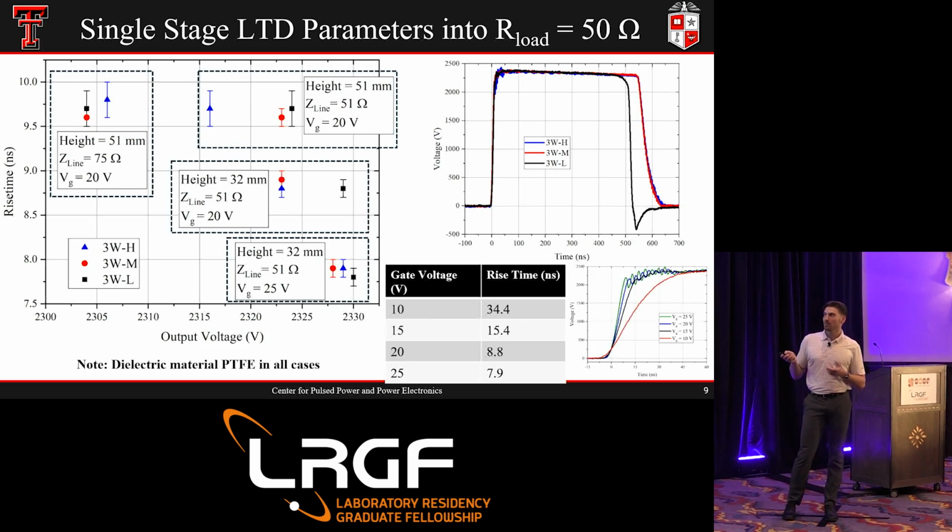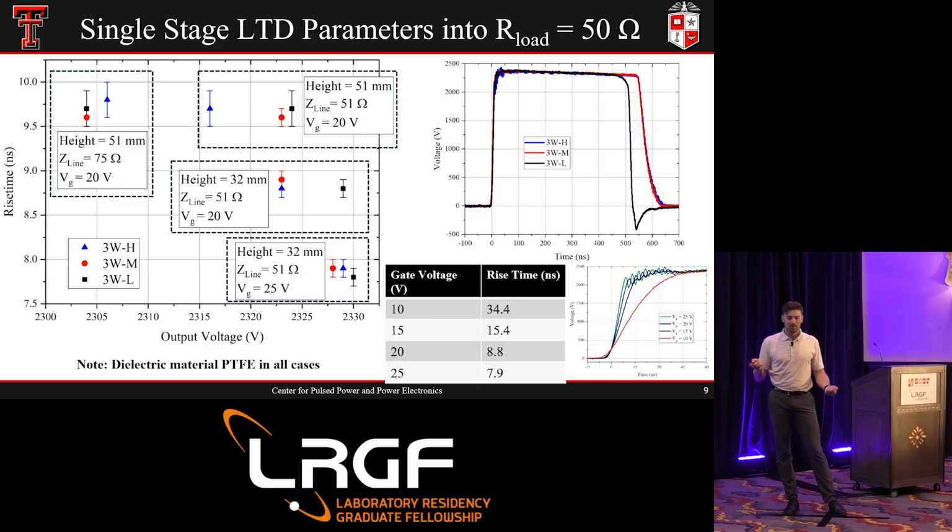So the next step was, well, what if we shorten it? So we lower the inductance, we lower the actual physical distance the transmission line has to transfer the energy, and we get slightly faster rise time. So we went from around 9.5, 10 to around 8.5, 9.